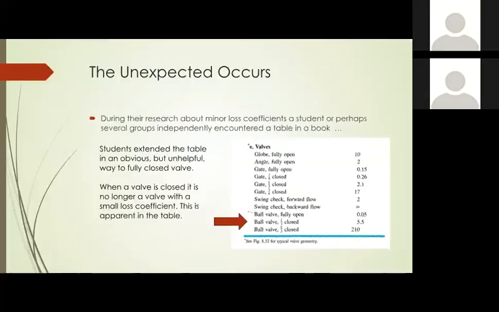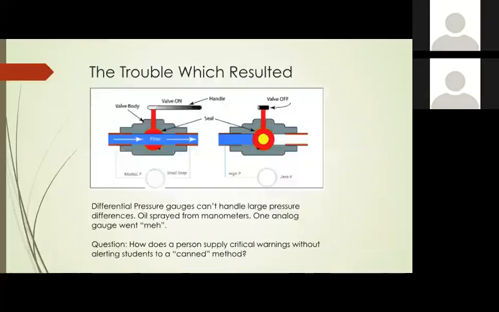What is the natural extension in here? Oh, ball valve completely closed, right? That's what they did. Very unhelpful. When you close the ball valve, it's no longer a valve. It is a part of your pressure system. So here's what happened.